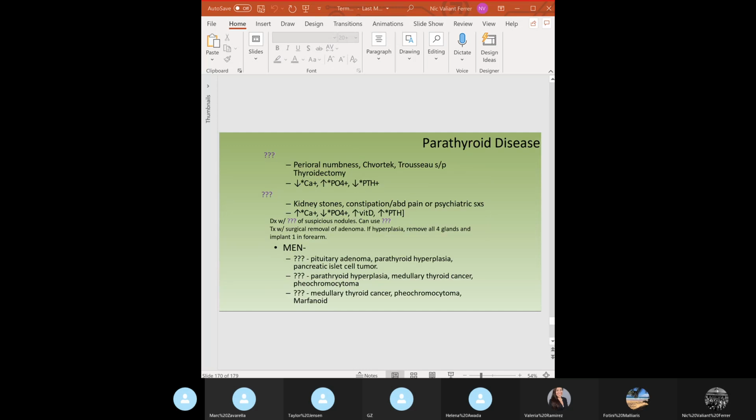Okay, now let's move on to parathyroid disease. What disease can cause perioral numbness, Chvostek, that's a typo, please, it's Chvostek, Trousseau, status post thyroidectomy? What are we thinking? Hypocalcemia. Yep, or hypoparathyroidism. So for your OSCE, guys, Chvostek sign, how can I elicit this in a patient?